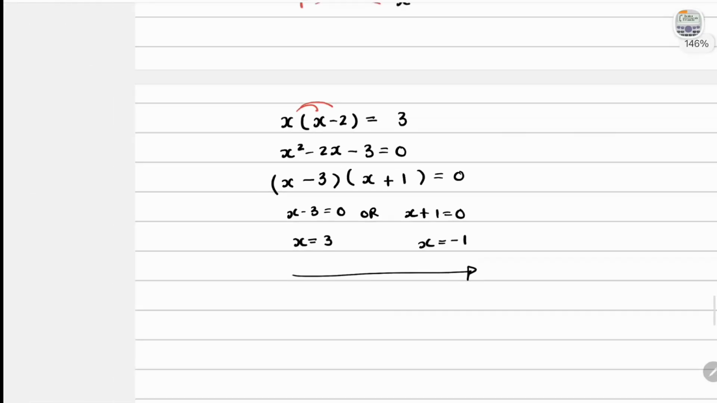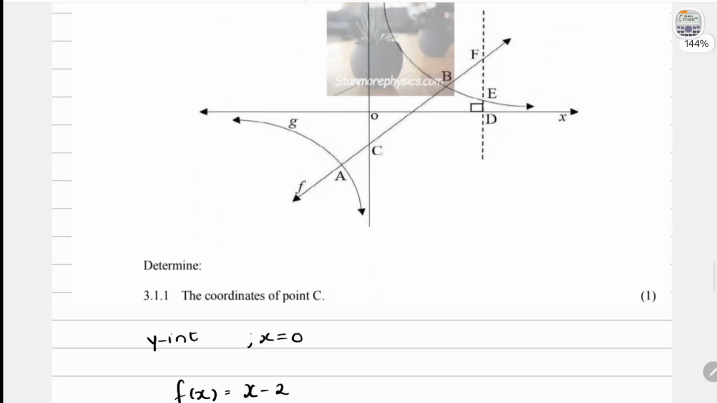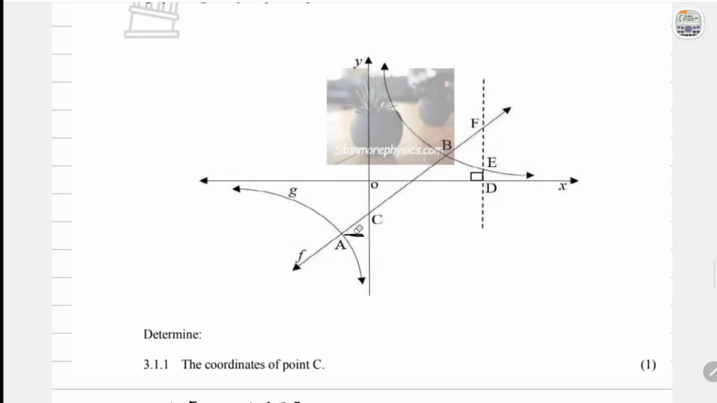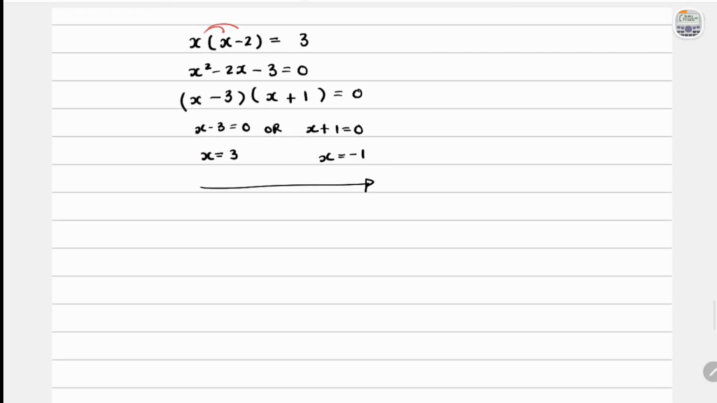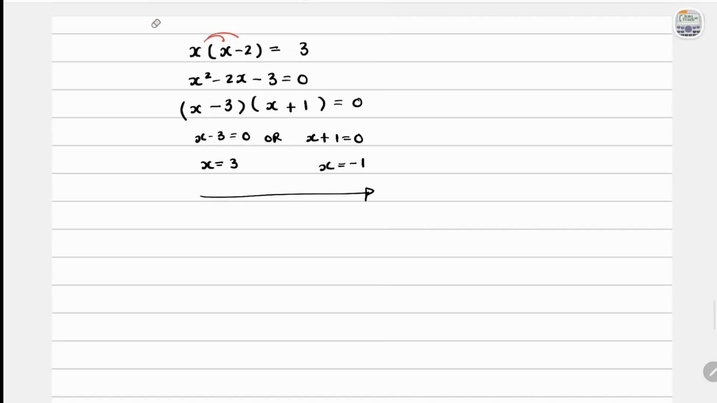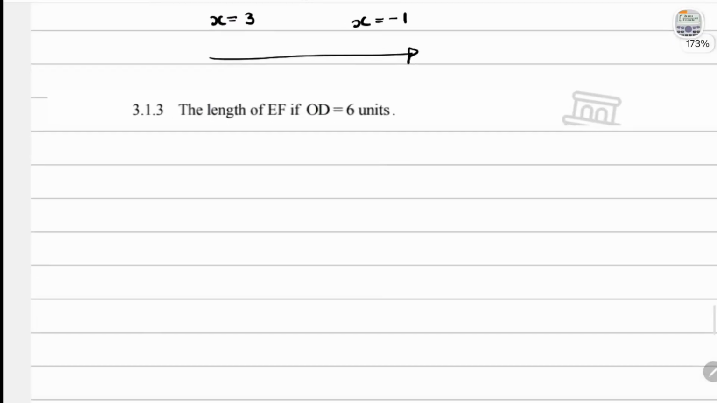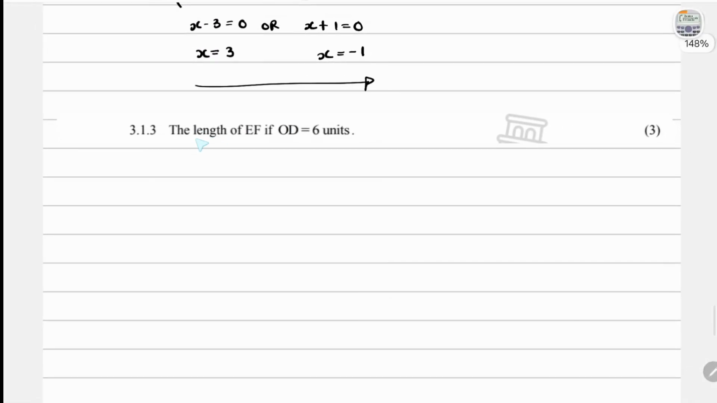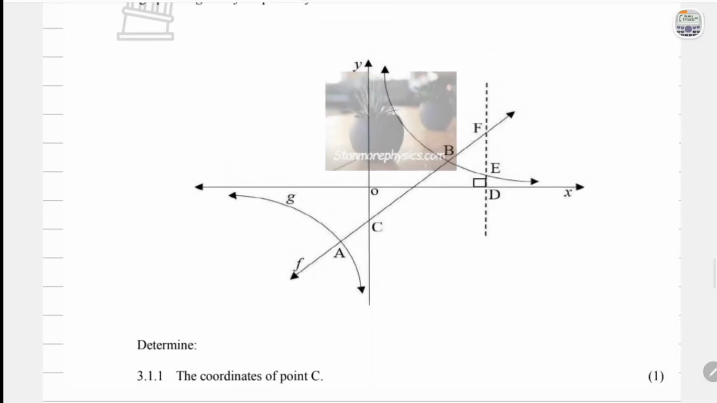There's nothing we have to do there. They didn't really say substitute it and get the y values. So no need for that. That is our answer. Moving on to the next question. The next question, 3.1.3, says you need to determine the length of EF if OD is 6 units. Let's go ahead and look at that.